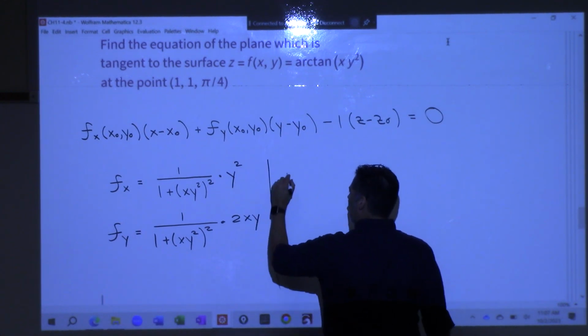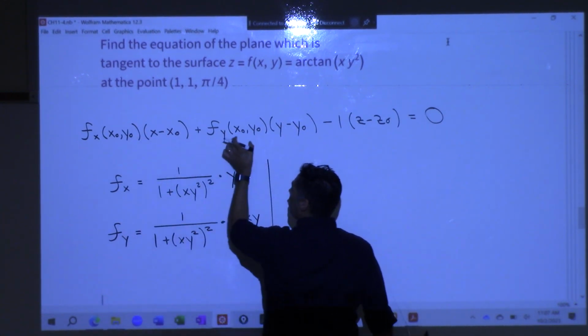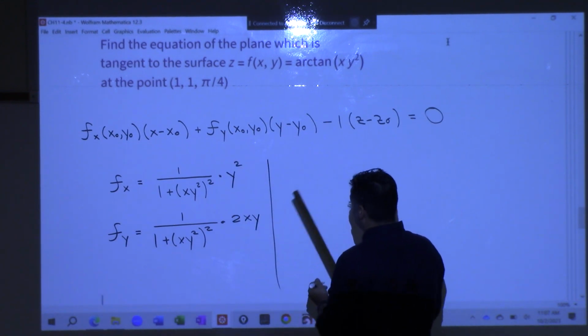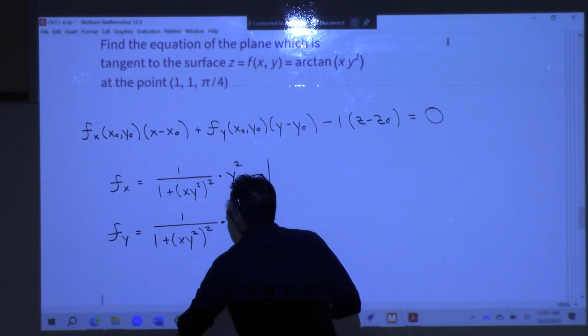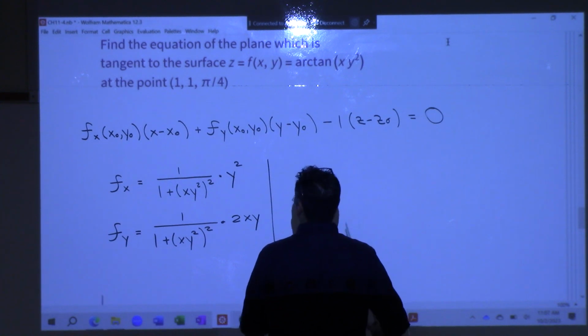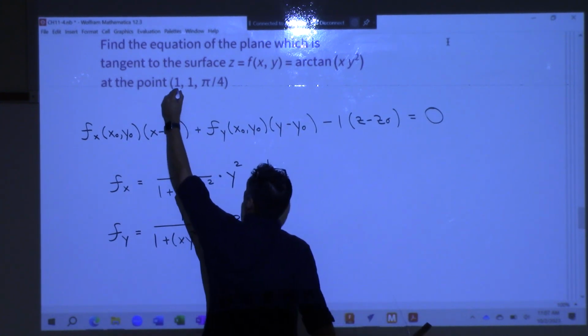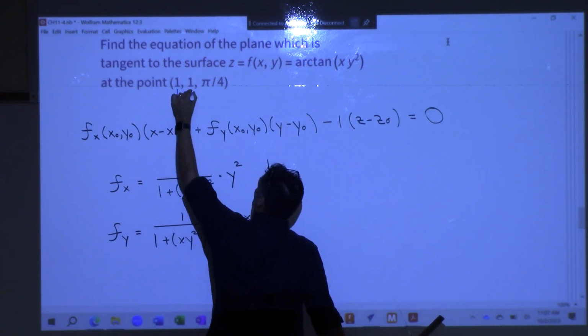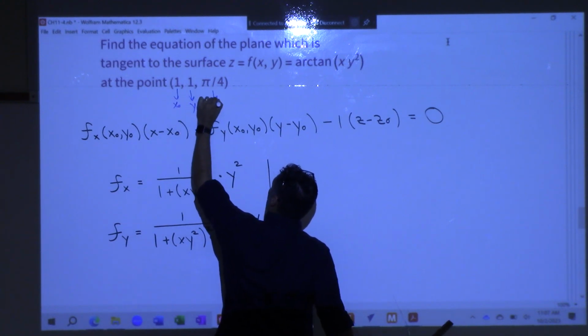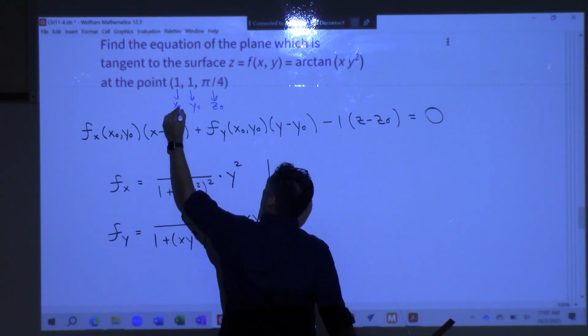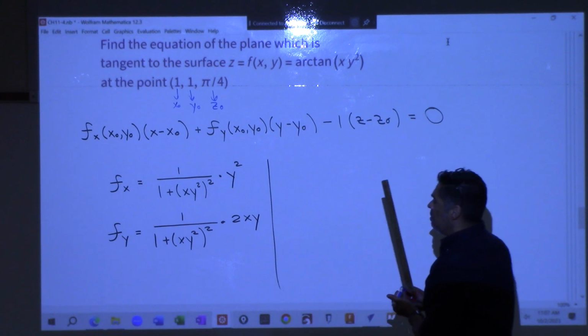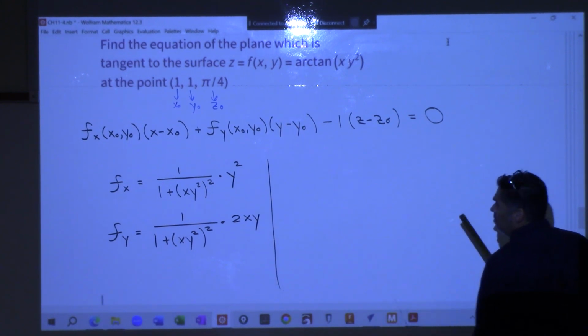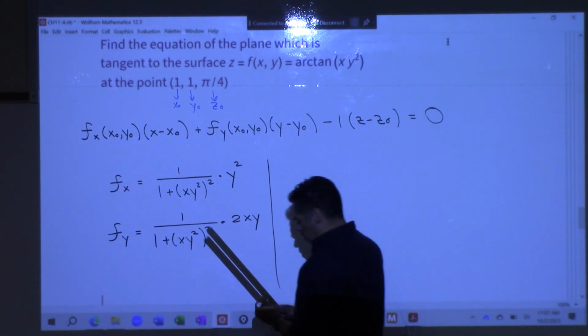Now that was kind of like my work, my derivatives. Now let's go ahead and figure out what this is and what this is. What is x naught, what is y naught, and what is z naught? Do we know? Yeah. This is x naught, this is y naught, this is z naught. Right? So we know what those are. And so now, let me figure out what this is.